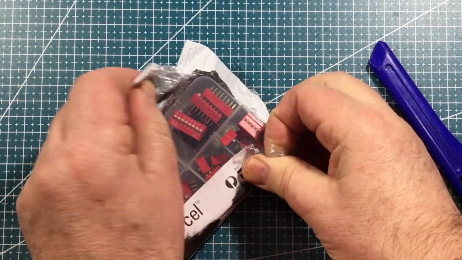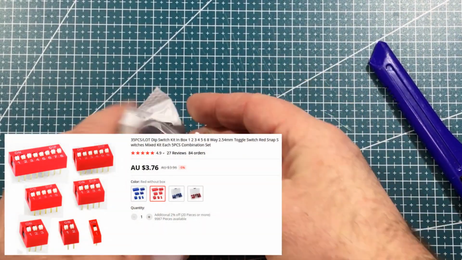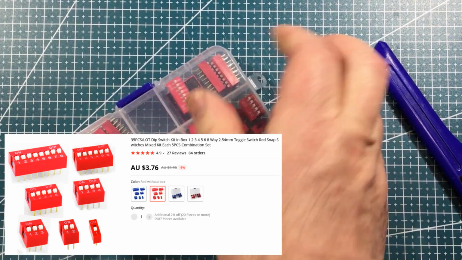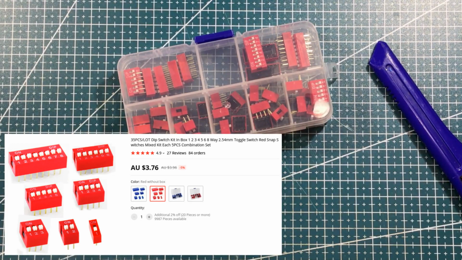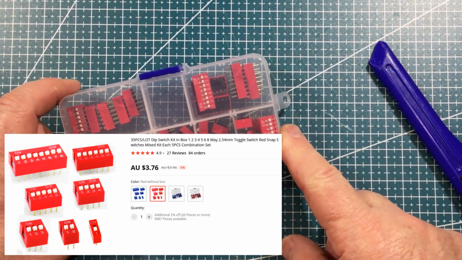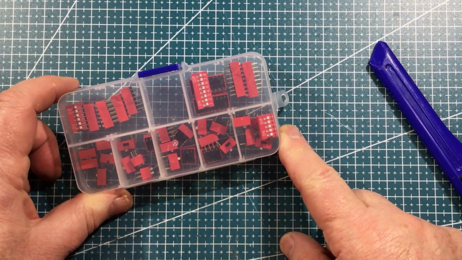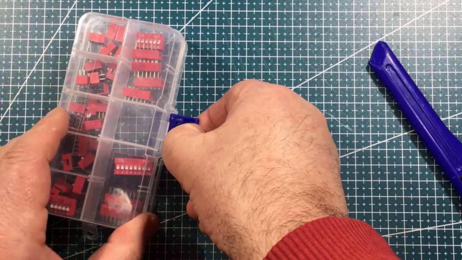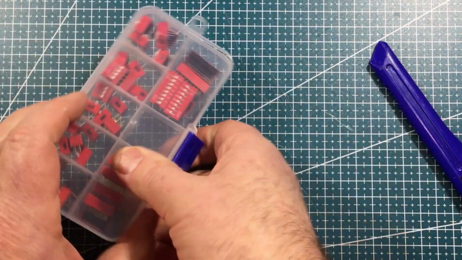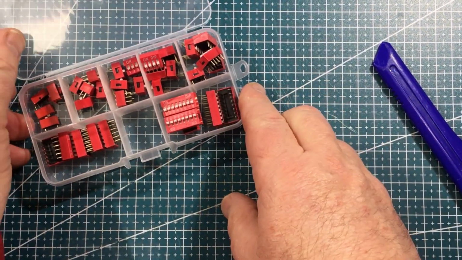Which I think is dip switches. Yes, it is dip switches. I was looking at dip switches recently and realized I didn't have an awful lot of different types. And now I do. So, whoop, careful, wrong way around. Here we go. So, what have we got?